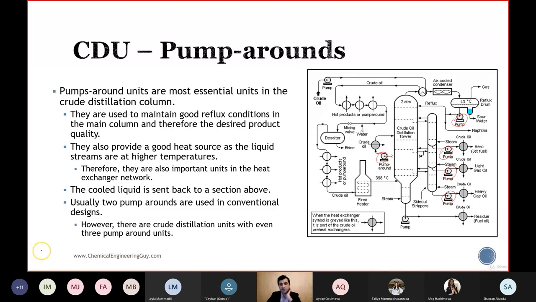Okay, that's clear. We want to send the liquid, it leaves from here. We need to send it back to the column, and for this we need a pump, because otherwise, as you can see, we want to send from a lower point to a higher point. But in general, why do we need a pump around? What would happen if we don't have it? I don't need it. Can I say this? What's the purpose of a pump around?